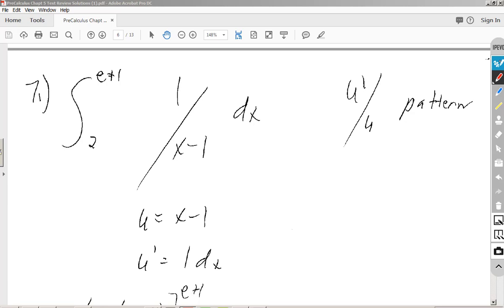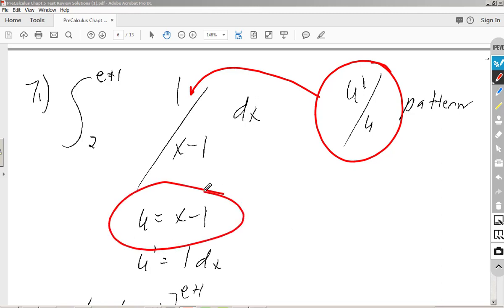Okay, now taking this integral, on number 7, it wants me to find the integral from e plus 1 to 2 of 1 over x minus 1. Notice that this is the u prime over u pattern, because the derivative of the denominator is 1, which matches the numerator. If you want to check it, you can let u equal x minus 1, so u prime would be 1 dx. So there's nothing missing there. So this is just a straightforward ln pattern here.